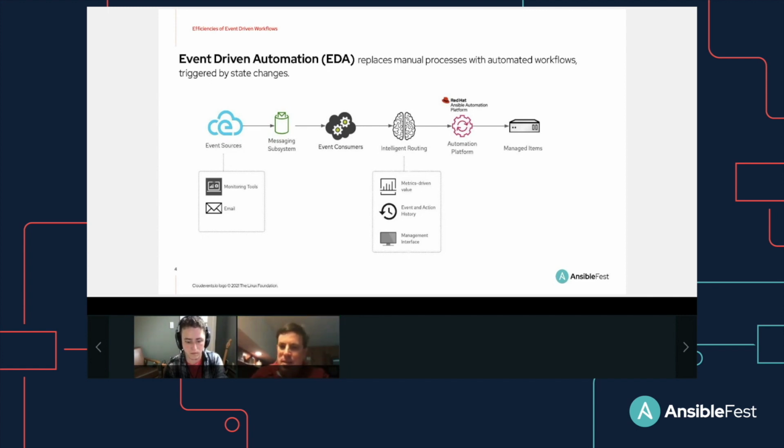And that routing can be, like I said, based on a simple set of criteria. It can be based on a complex set of criteria. It doesn't really matter. It's up to you. But at the end of the day, the routing is responsible for sending a message on to your automation platform. So for us, it would be Ansible Automation Platform, and that is responsible for calling a playbook that fixes the issue on the system.